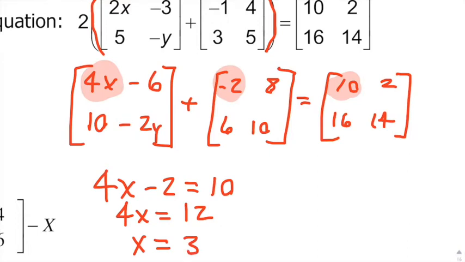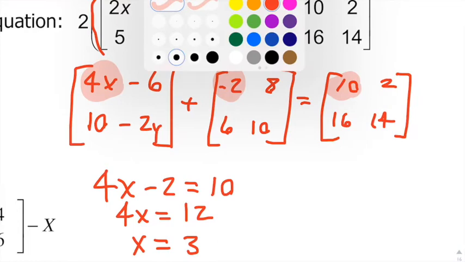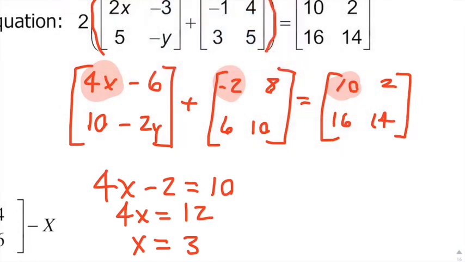Now you can do that with all the other elements here, but if you look here, some of them we don't really need to worry about, because for example, negative 6 plus 8 does equal 2, and there's nothing to really solve for there. I mean, we can check and make sure we're doing everything correctly there, but that doesn't really solve us for y.